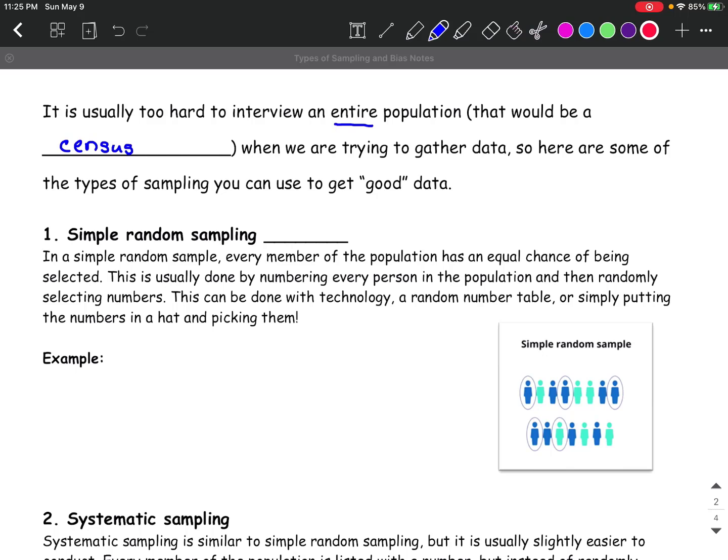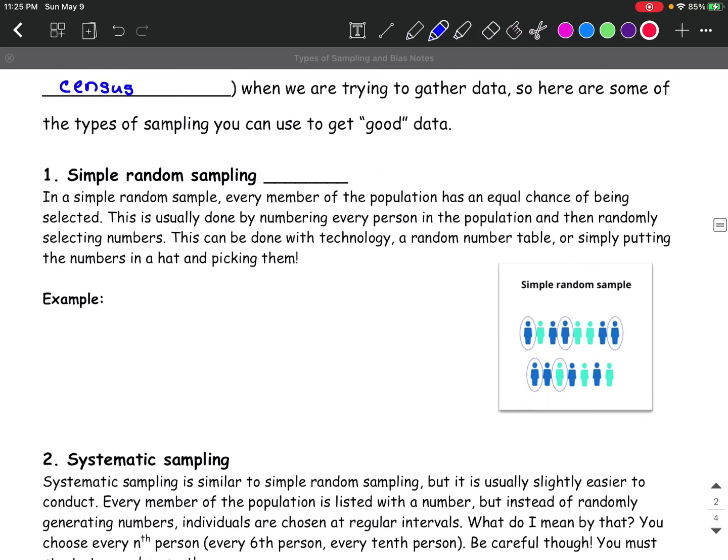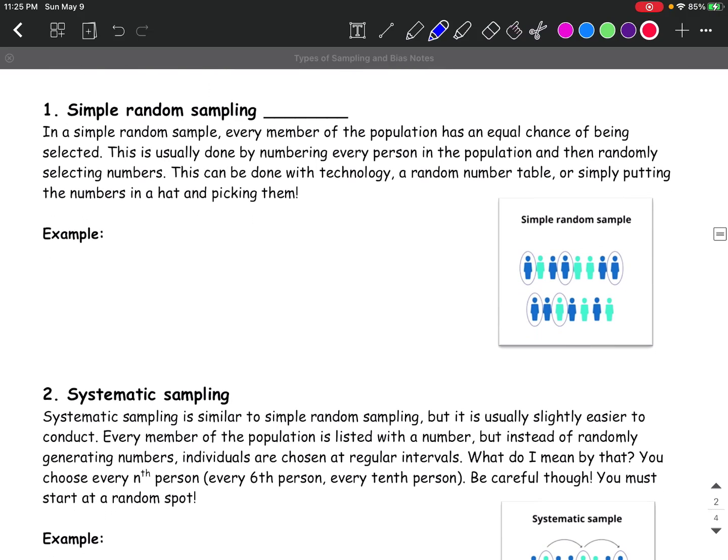Now, when we try to gather data, there's good ways to get data and there's bad ways to get data. So let's look at some good ways. All right, so the first method of sampling that we can use is something called a simple random sampling, which is almost always abbreviated SRS for simple random sampling.